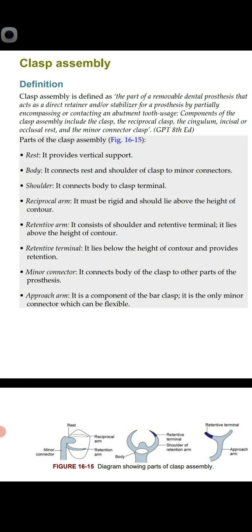Next is the minor connector. In figure, look at diagram. Minor connector connects body of clasp to the other part of the prosthesis. Next is the approach arm. Approach arm is also a minor connector. It is the only minor connector which is flexible, and it's a component of the bar clasp.